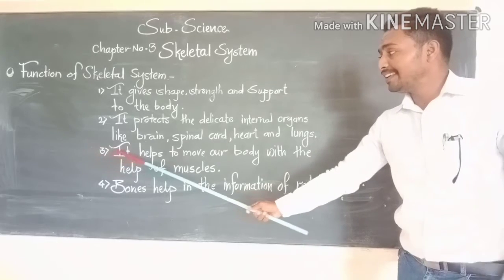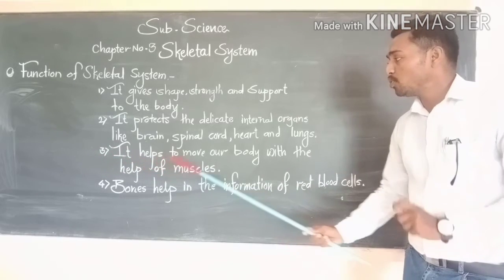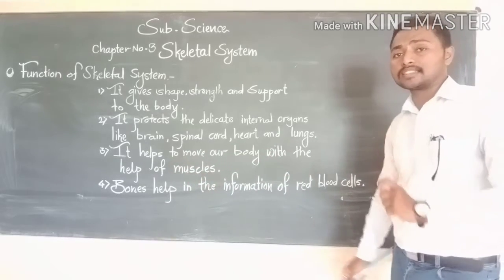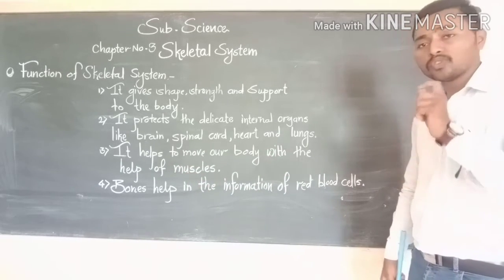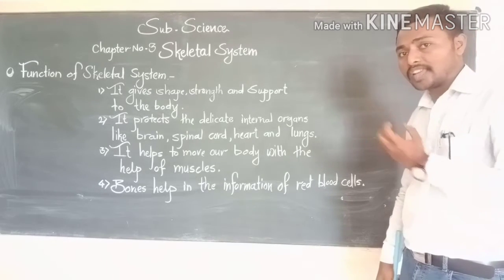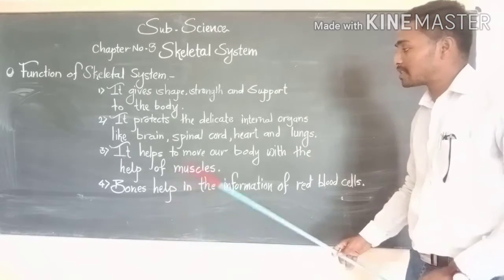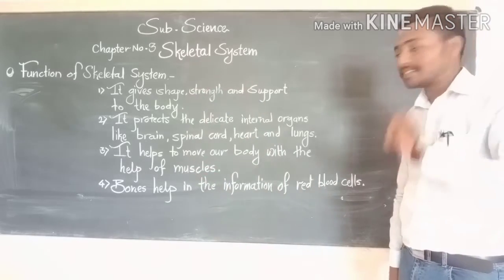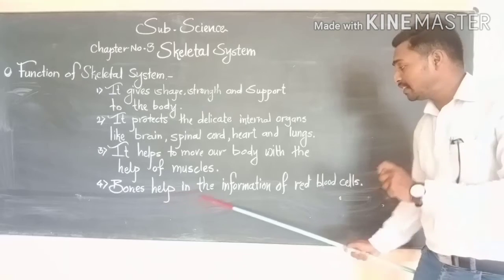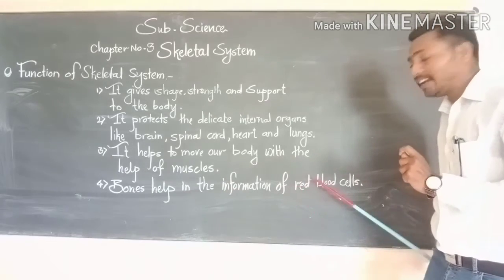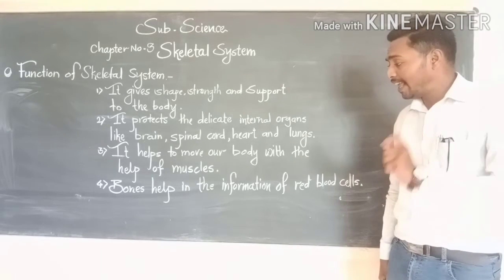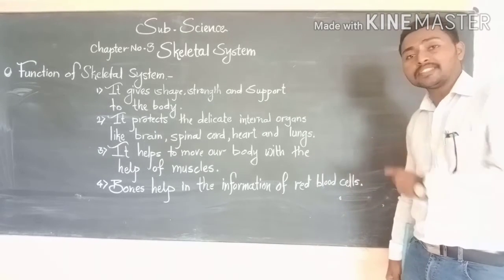Point number 3, it helps to move our body with the help of muscles. That means hamare sharir ki movement, halchal, idhar udhar jaana, kaun karte hai, muscles milkar, skeletal system. Last point, point number 4, bones help in the formation of red blood cells, that is RBCs.